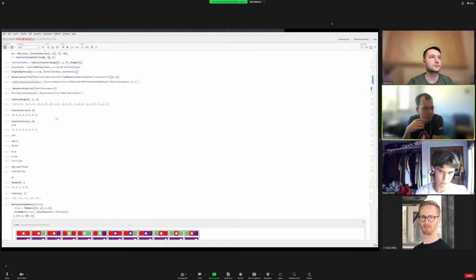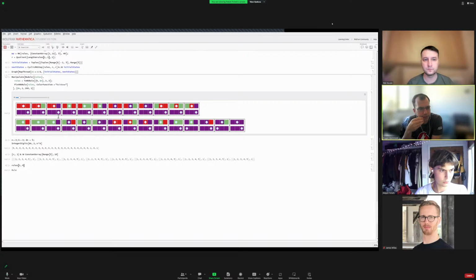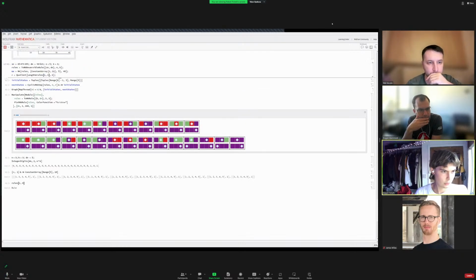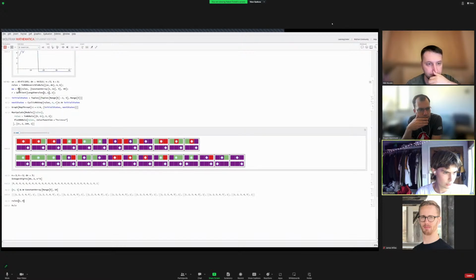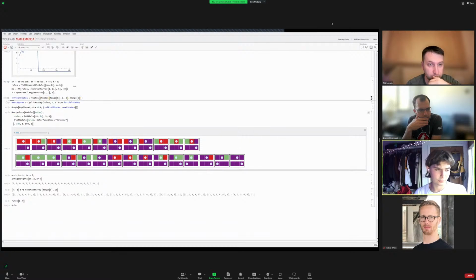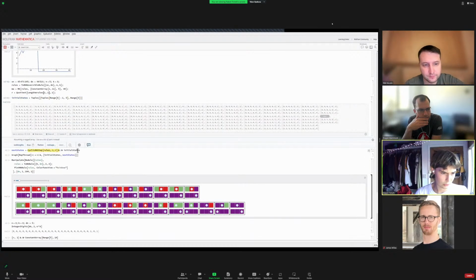These are initial states, next states, and the MA. I don't know if you're trying to evaluate all this stuff. Oh. What's going on here?